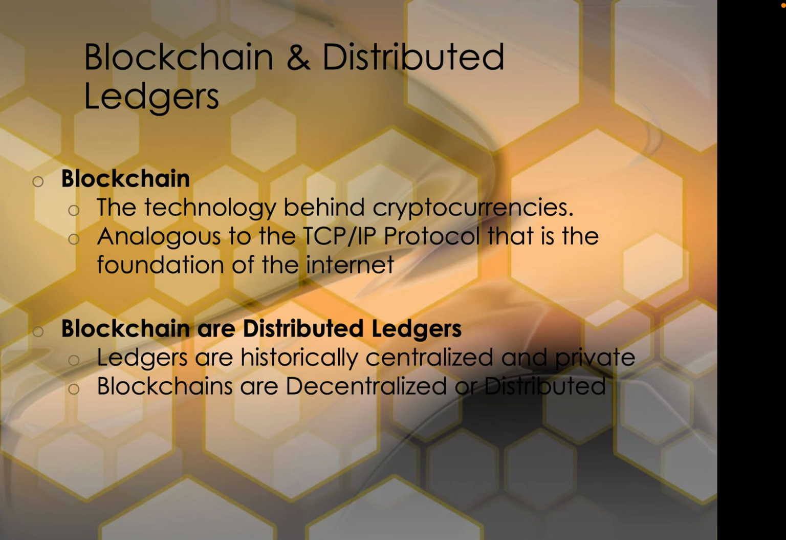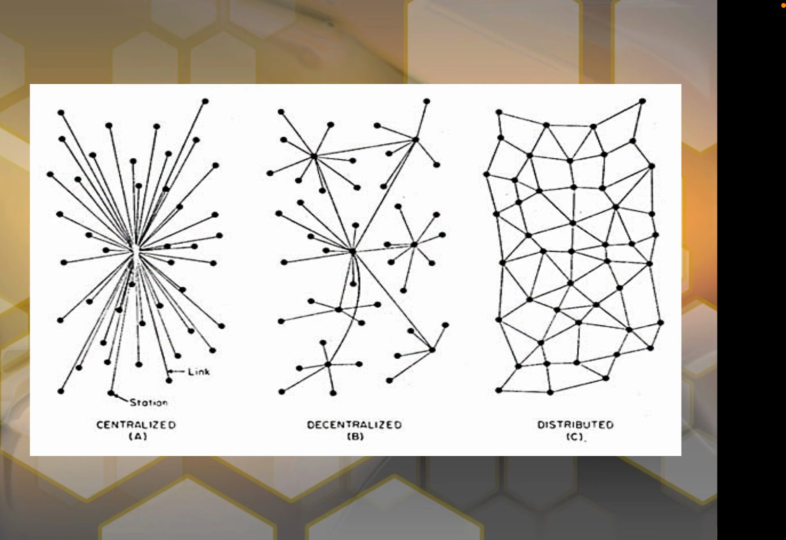So blockchain is the underlying technology of Bitcoin. It's analogous to the TCP/IP protocol, which is the foundation of the internet. And these public ledgers are decentralized. Bitcoin is decentralized. This is just a diagram of centralized versus decentralized and distributed.